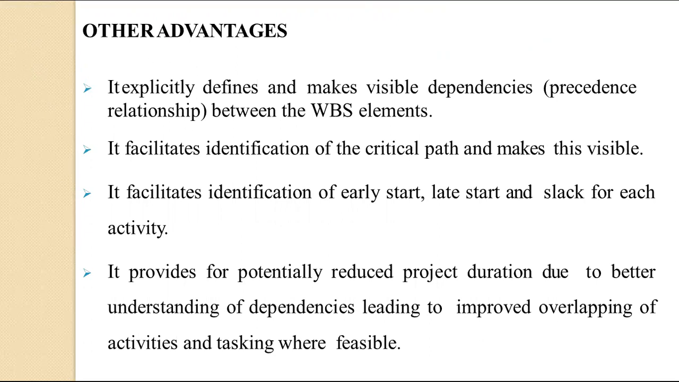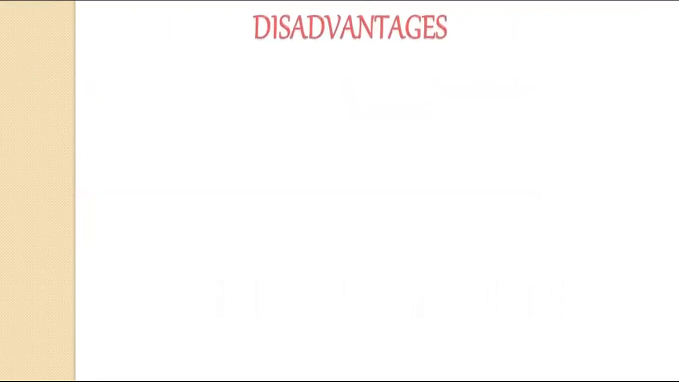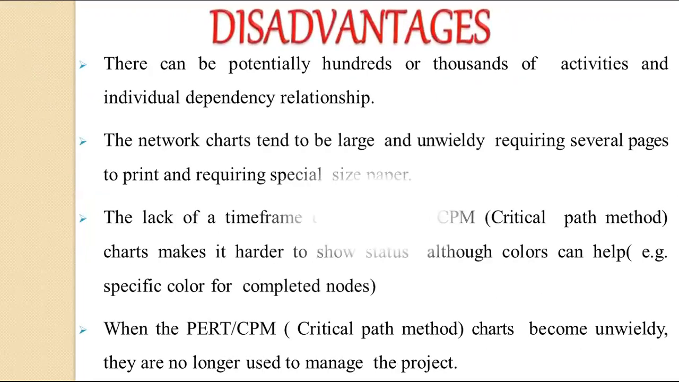So here we have some disadvantages also. There can be potentially hundreds or thousands of activities and individual dependency relationships. The network chart tends to be large and unwieldy, requiring several pages to print and special size paper. There is a lack of time frame in most PERT and CPM, that is critical path method, charts, which makes it hard to show the status, although colors can help. For example, specific colors for completed nodes.